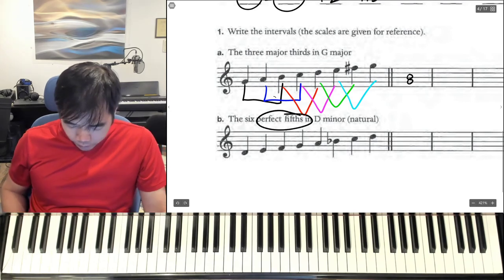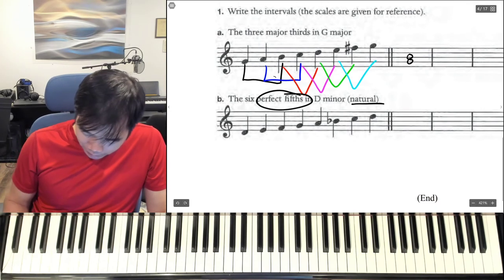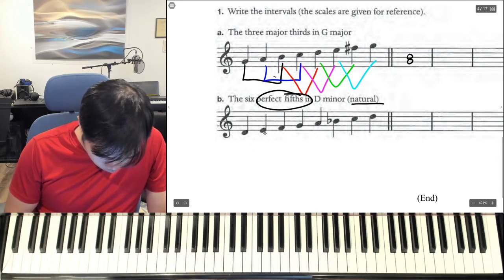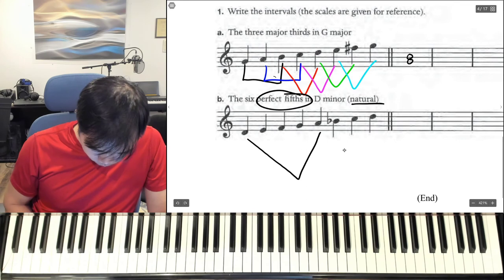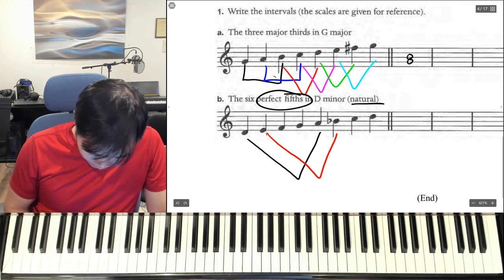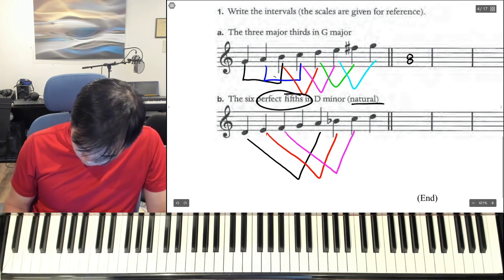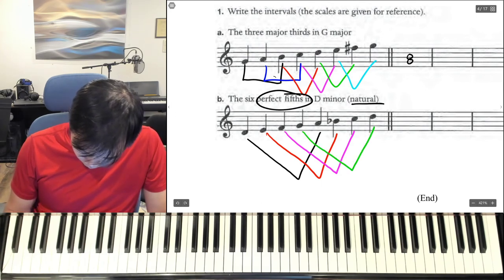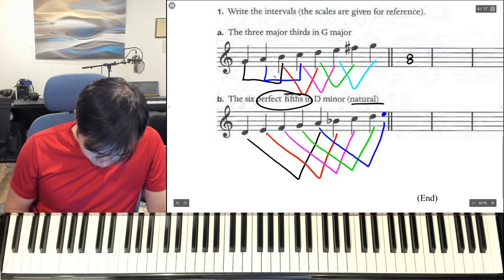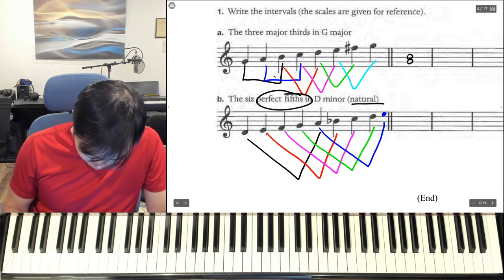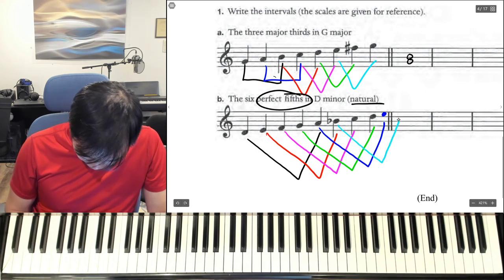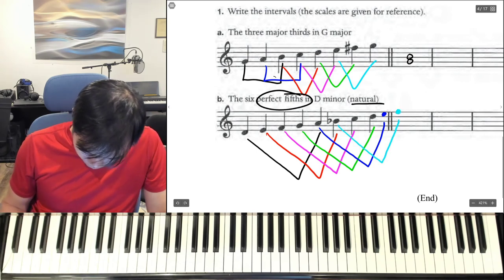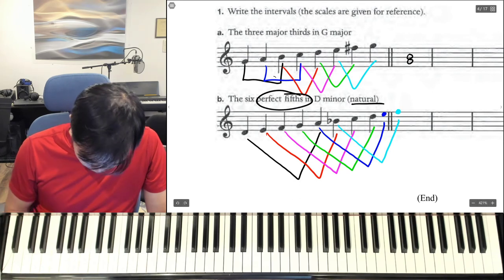The perfect fifths, in D minor. Natural minor. Okay? So we're doing the same thing. Compare your fifths. So 1, 2, 3, 4, 5. That's D and A. Then you're going to compare E and B flat. Then you can compare F and C. Then you're going to compare G and D. And this scale actually continues. Then we're going to compare A and E. Imagine the scale continues. And then you're going to compare, running out of colors again, B flat and F. And then you'll even have one more, C and G.